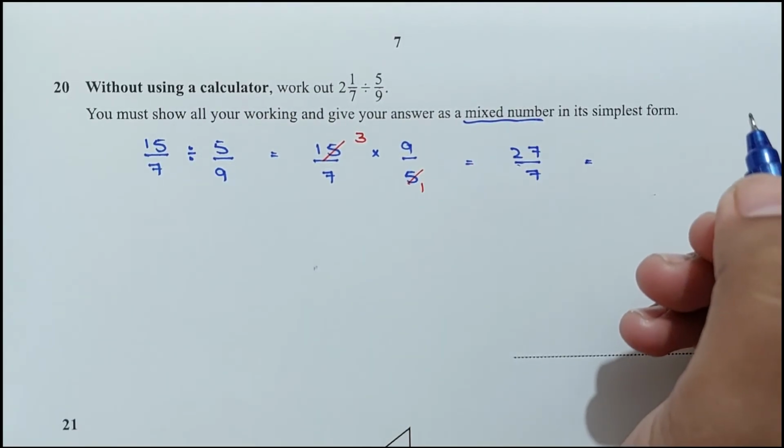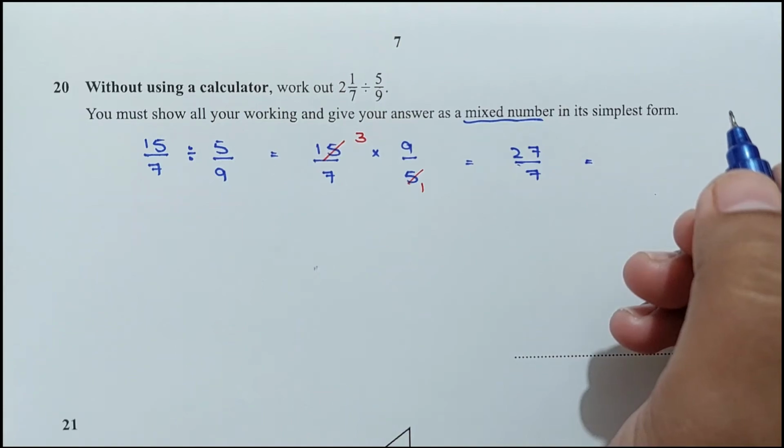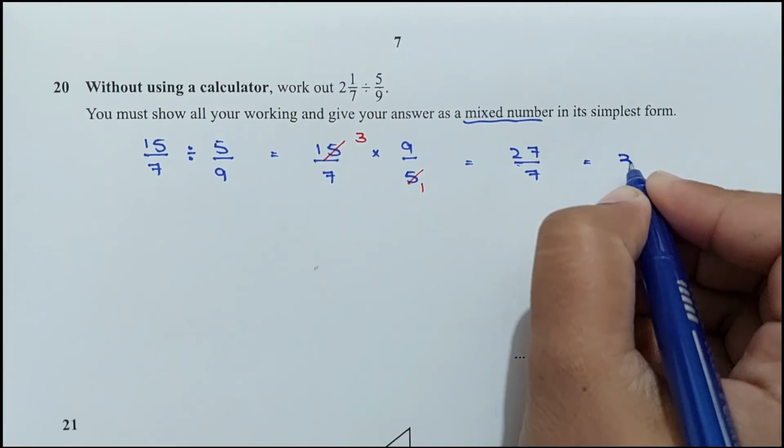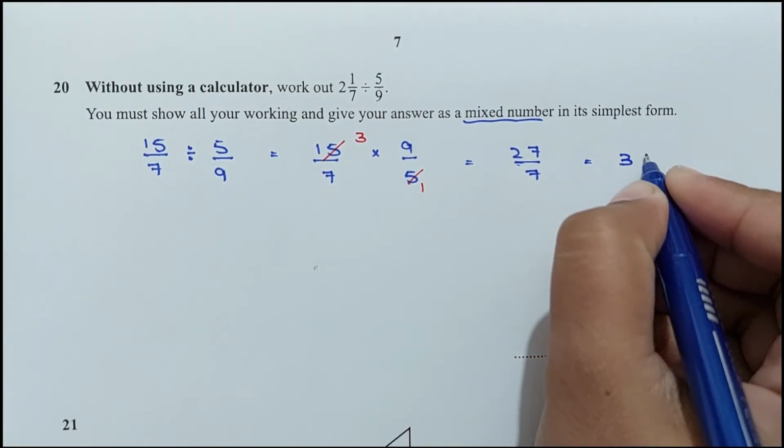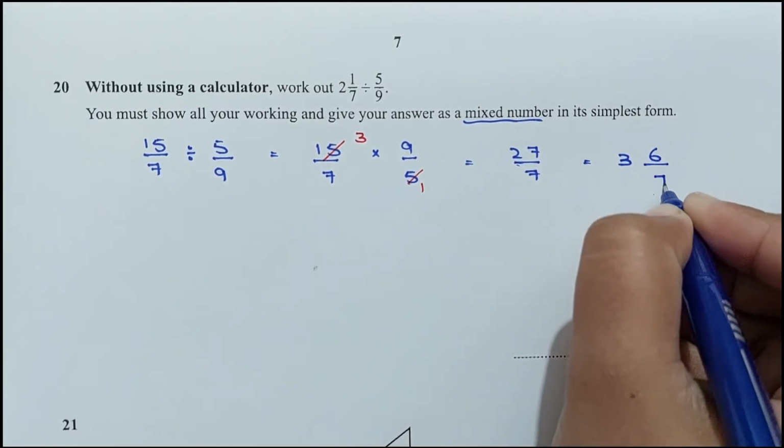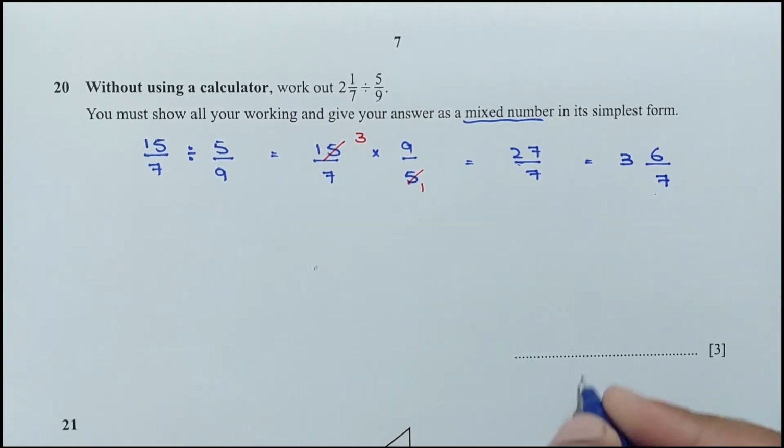So we can say 7 times 1 is 7, 7 times 2 is 14, 7 times 3 is 21. So 7 times 3 is 21. To 21 we add 6 to get 27, right? So the simplest form is 3 and 6 over 7.